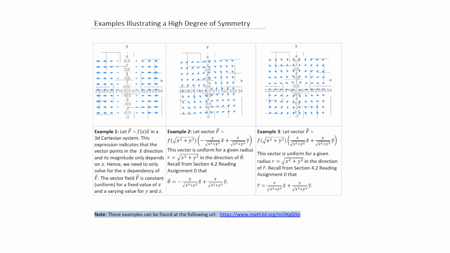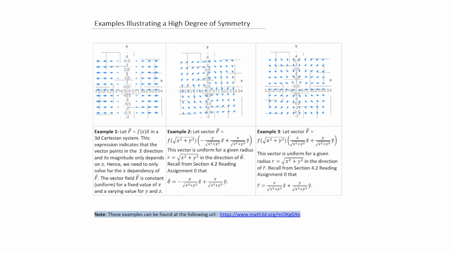Also, the vector's magnitude will be a function of a single coordinate variable. And so it only depends on r, or it only depends on theta, or z if you're dealing with cylindrical coordinates. If it's Cartesian, maybe it only depends on the value of x. These are things you want to establish, and you do that by graphing the fields and realizing what the symmetry is, and from there it becomes straightforward in terms of doing the calculations. So let's go through some examples illustrating a high degree of symmetry.